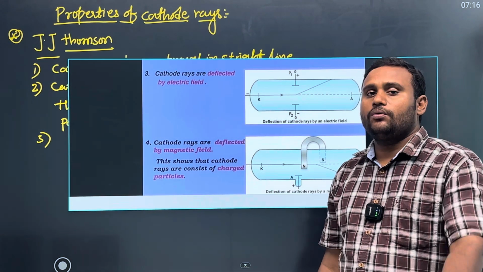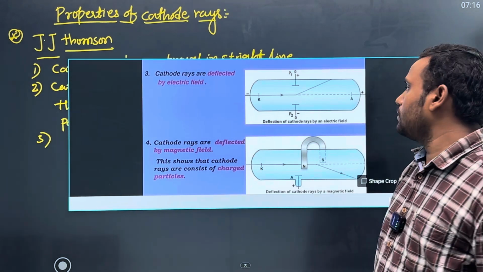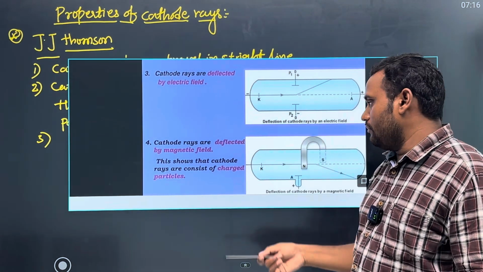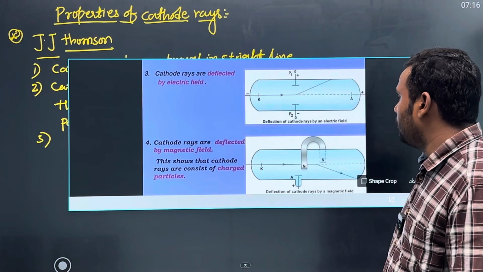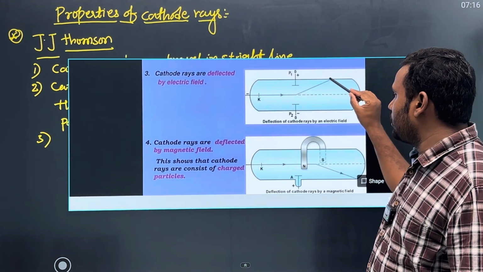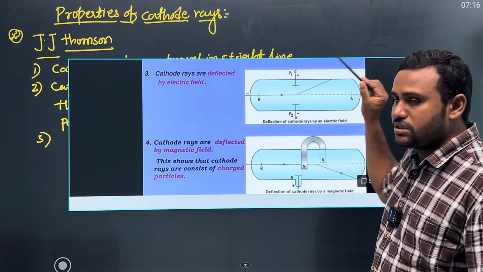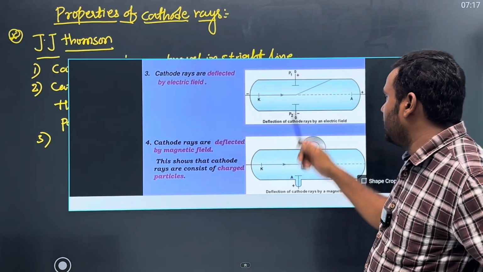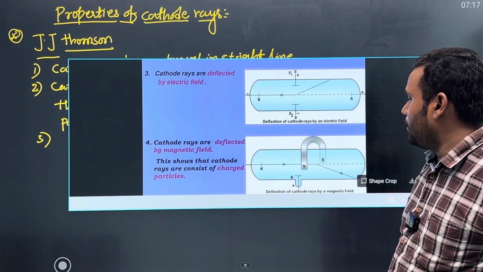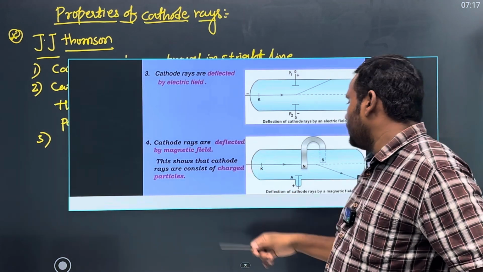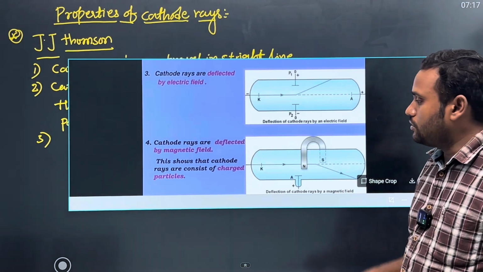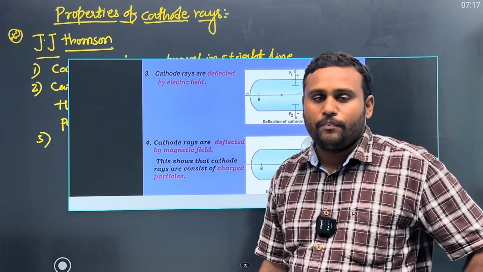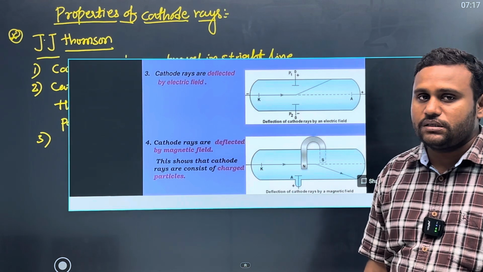So cathode rays deflect from their path in the external electric field as well as in the external magnetic field. In the external electric field, they deflect towards the positive plate. Whereas in the external magnetic field, they deflect towards the north pole. So this is the property of negatively charged particles.